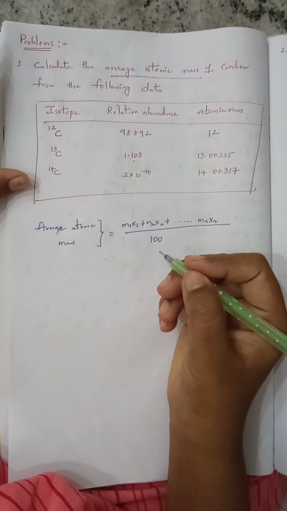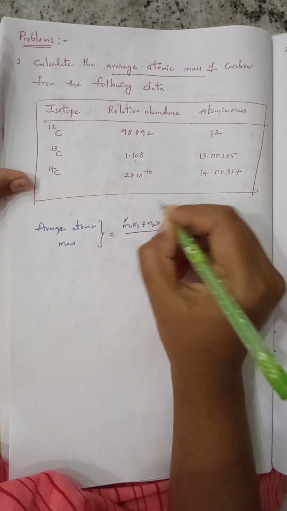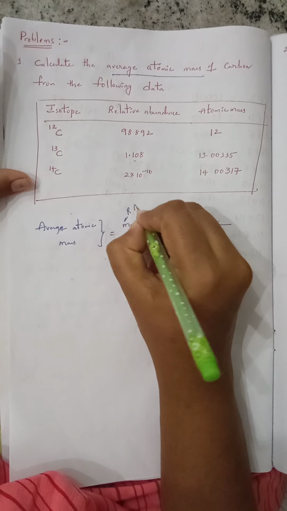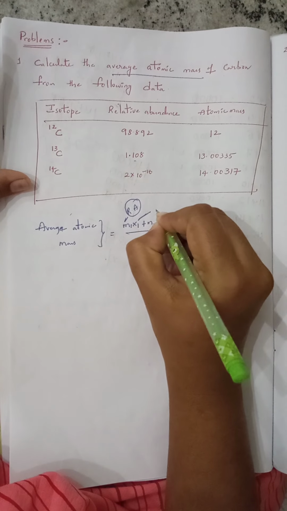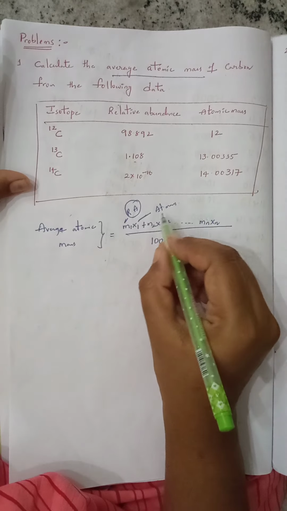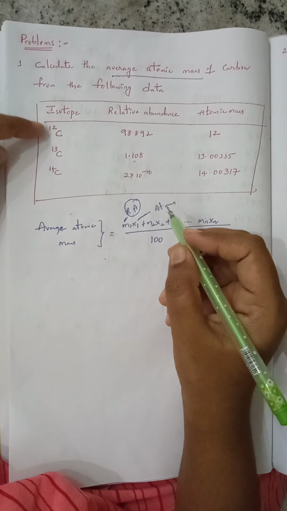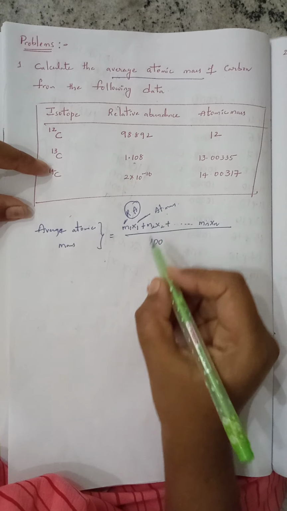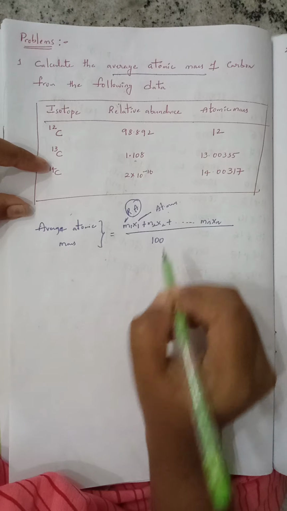First you want to know what is m1. M is always relative abundance. X is always the atomic mass of each isotope. X is atomic mass, M is relative abundance for each isotope. Here they have given only 3. Then you can use the formula M1 x1 plus M2 x2 plus M3 x3 divided by 100.